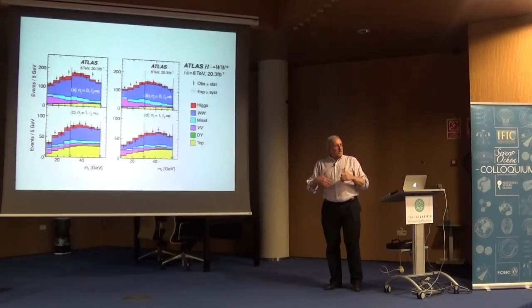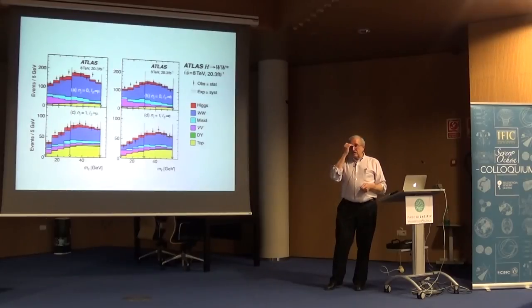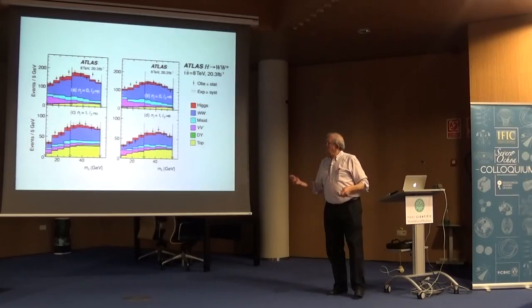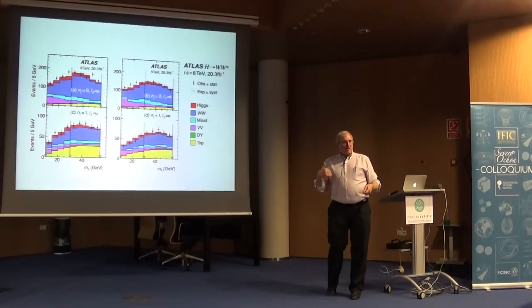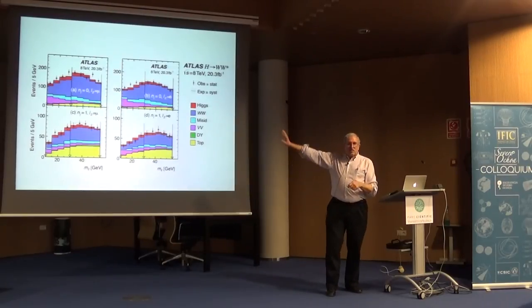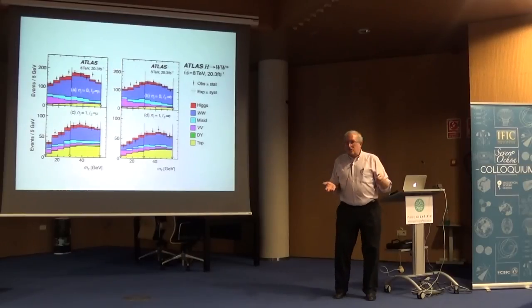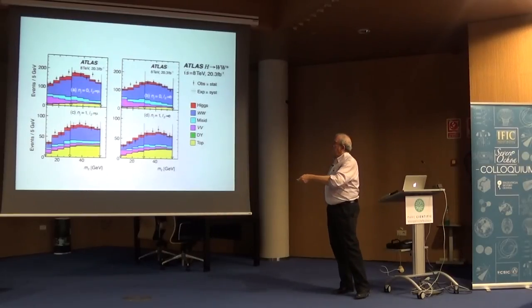So if you make cuts to enhance the probability that those events are Higgs-like rather than W-like, you get some plots that look like this. The top line, let me try and remember what this is. The top line is no extra jets, the bottom line is one extra jet. By the time you get to two extra jets, the whole slide would be dominated by background from top quark production. So you can't go there.